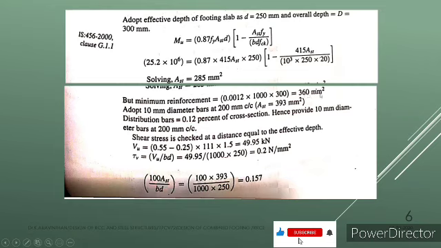Right now, the area of steel required for bending moment is 285 and the minimum reinforcement for a section is 360 mm square. So if we compare this, the minimum reinforcement is higher, hence we have to go for the higher area of reinforcement. So let us assume 360 mm square is required and let us provide 10 mm dia bar at 200 mm center to center. We will be having nearly an Ast of 393 and the distribution bar.